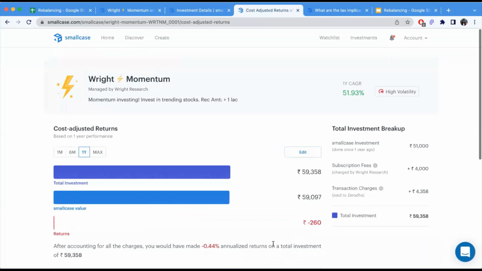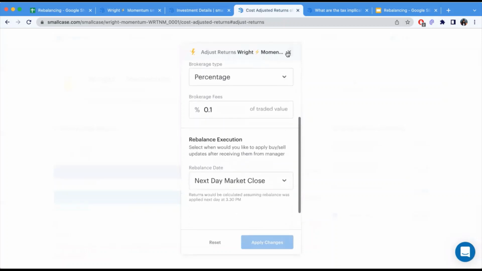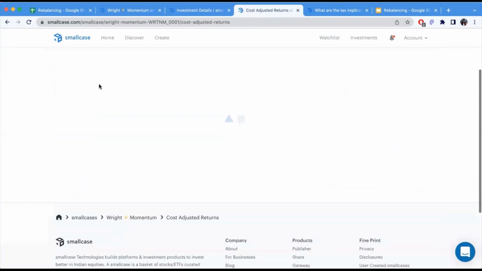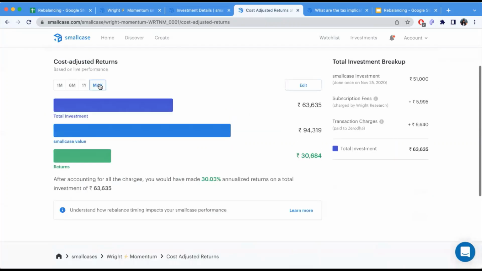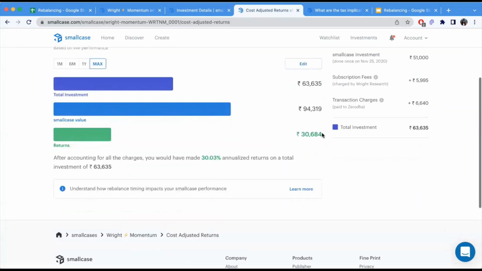You will see that the performance changes because your transaction costs have increased, because you have increased your brokerage fee and you're trading at a different time. So the idea is to be very transparent. We are transparently showing you how these charges will impact your performance, so you can look at these things to make a decision yourself and see that it will not be drastically different from your performance if you are rebalancing on the same day.